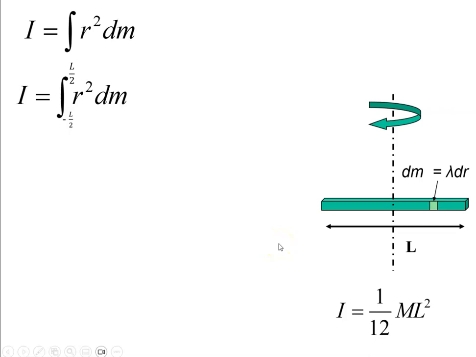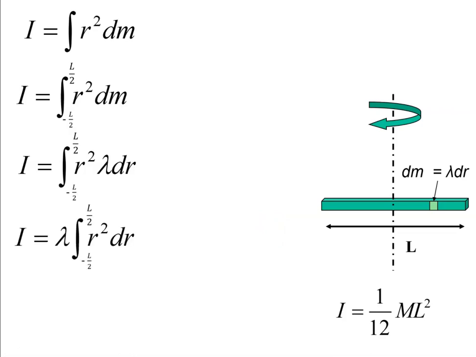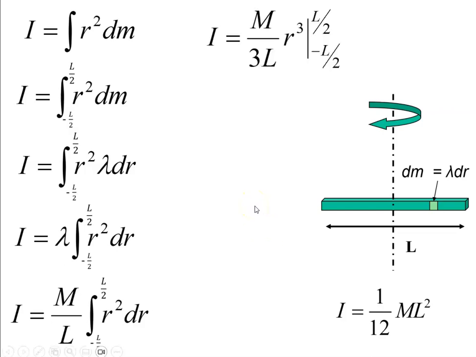dm would have some density, let's call that lambda, which would be like a mass over a length. So it has some density times the width of it, which is dr. Let's plug that in for dm. Let's assume this is a constant density, lambda, so we can factor this out. And now we can integrate r squared with respect to dr. Remember, again, lambda is just simply the mass density, which is mass over length. And now integrating this, we get r cubed over 3. We're summing up from negative L over 2 to positive L over 2.